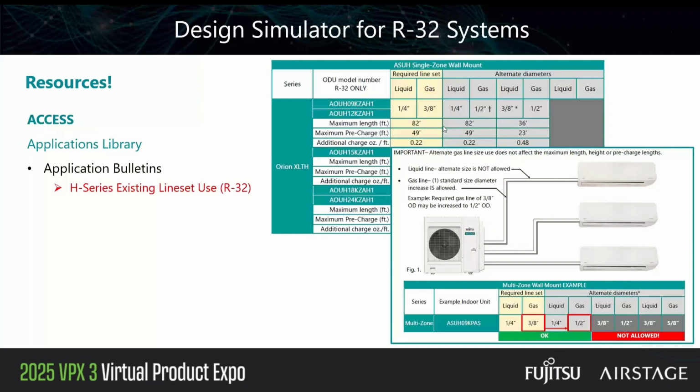However, note that due to the larger liquid line, the pre-charge length is reduced, as well as the additional charge per foot is increased, and the maximum length is also reduced. So it can be done. It's just important that you take note as far as what the revised limitations are. Now, each case is going to be a little bit different.